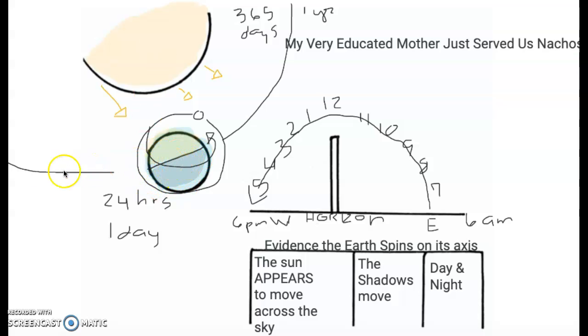The earth travels, orbits the sun in a process called revolution, and it takes about 365 days or 1 year. And that's what causes the seasons. The earth orbiting the sun is what causes the seasons.